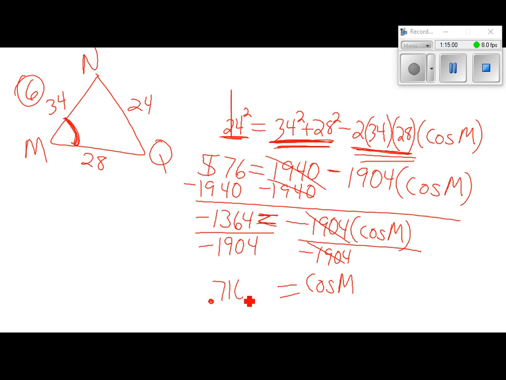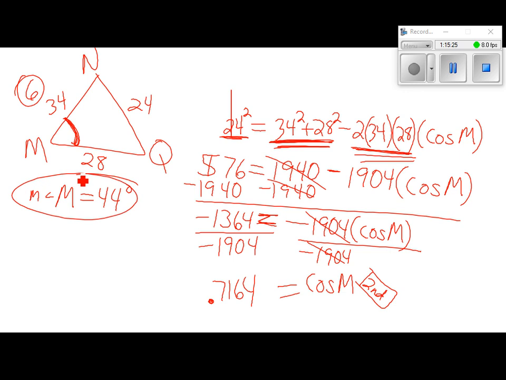0.7164. Are we finished? No. What do you have to do next? Second cosine. Hit second, cosine, and then type that in. 44.2. So 44 degrees, so the measure of angle M is 44 degrees.